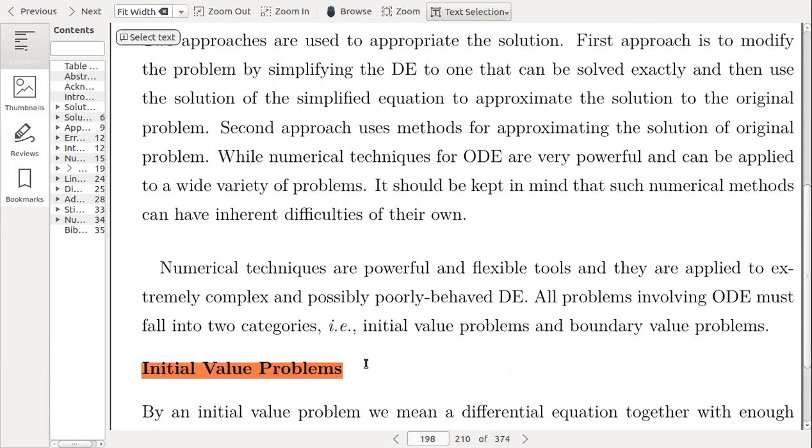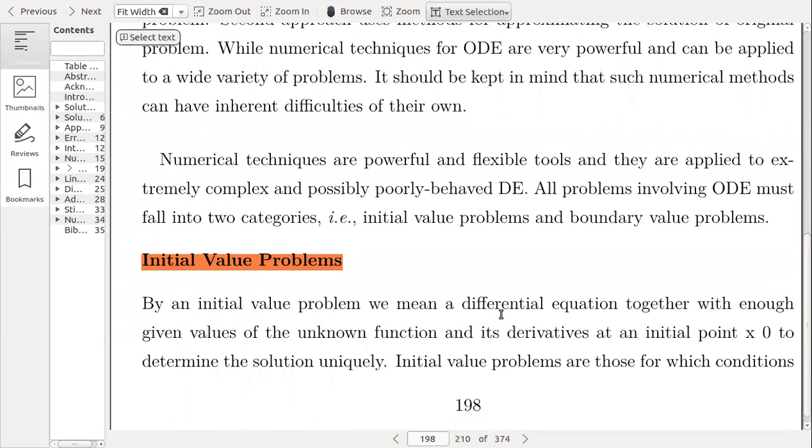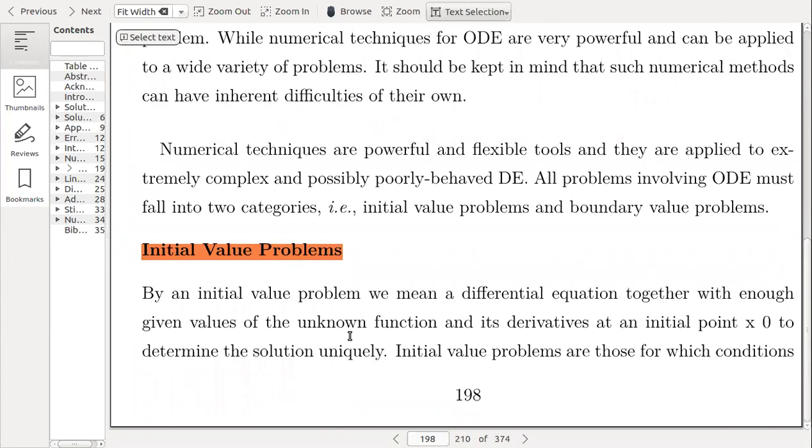What are initial value problems? By an initial value problem, we mean a differential equation together with enough given values of the unknown functions and its derivatives at an initial point x equal to 0 to determine the solution uniquely. So what is an initial value problem? A differential equation together with enough given values of the unknown functions and its derivatives at an initial point.